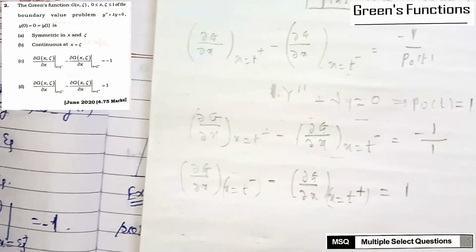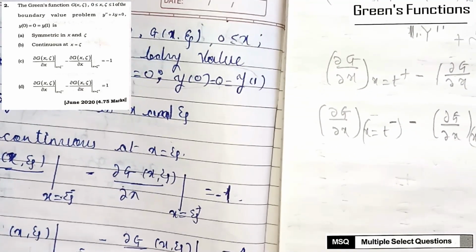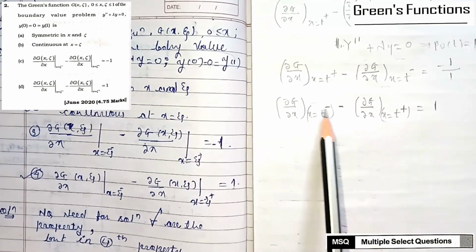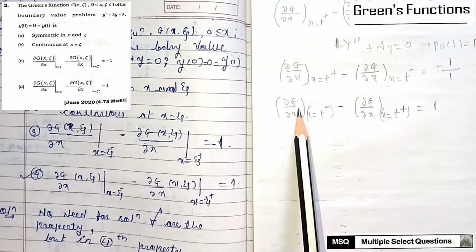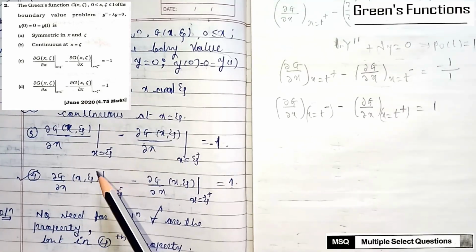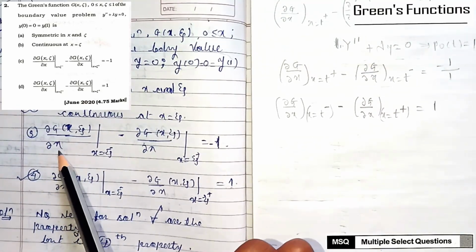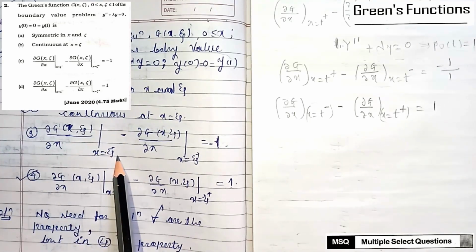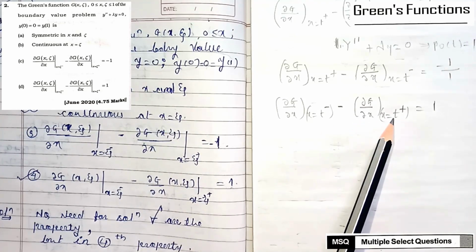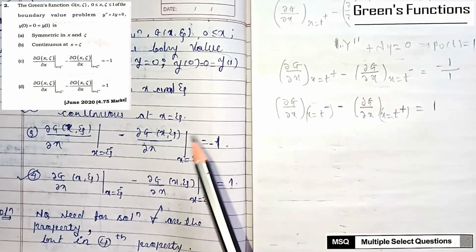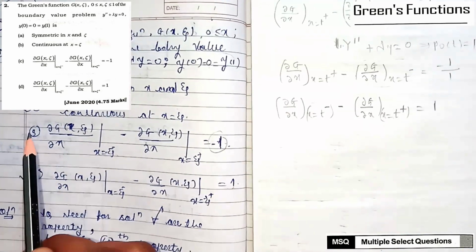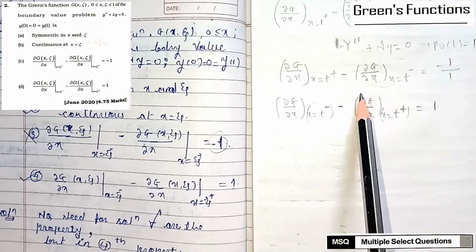Now let's check which one of the options is correct by using this property. Using this property, I converted our Green's function values for positive and negative. Now compare this with our options third and fourth. Option third says that ∂g/∂x at x equal to zeta minus, minus ∂g/∂x at x equal to zeta plus, is equal to positive 1, but it is given negative 1 here. So option number third is discarded using this property.